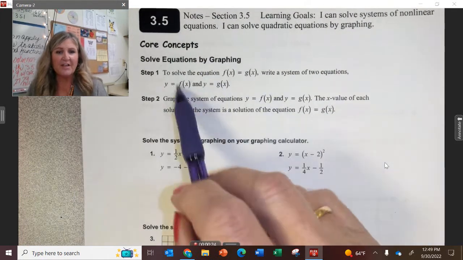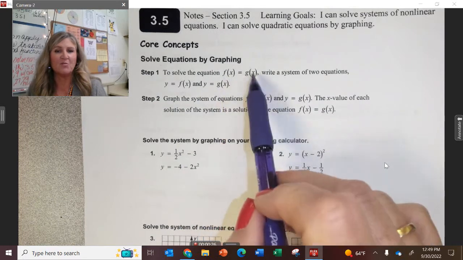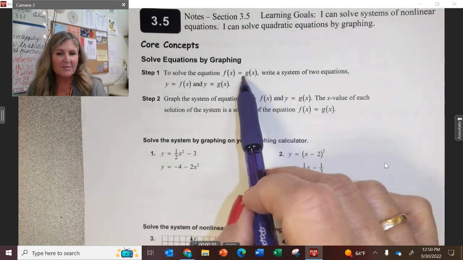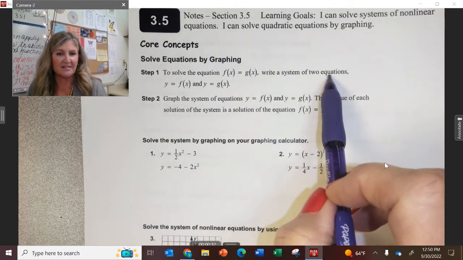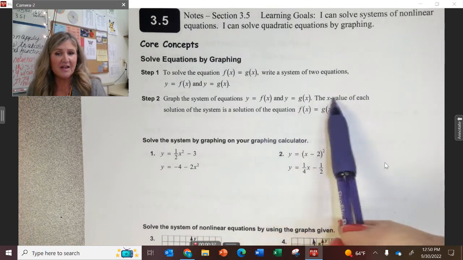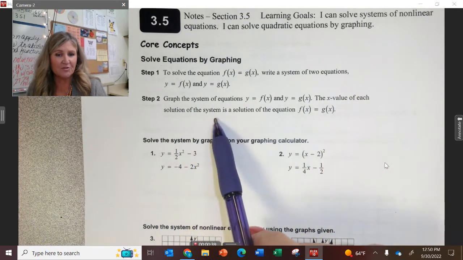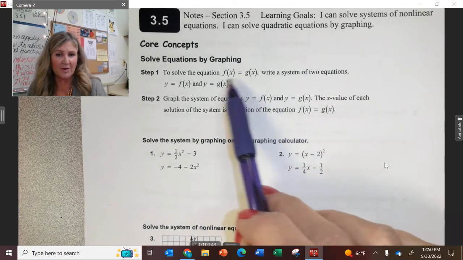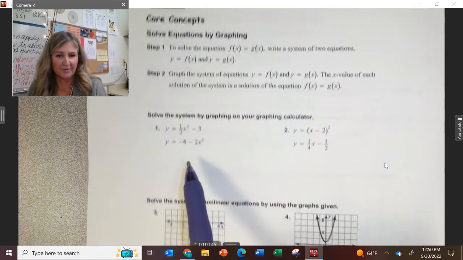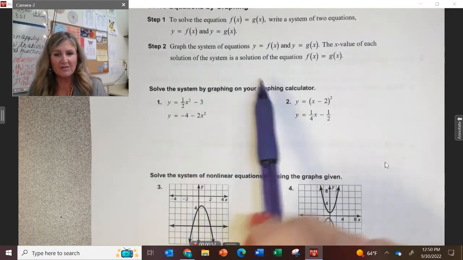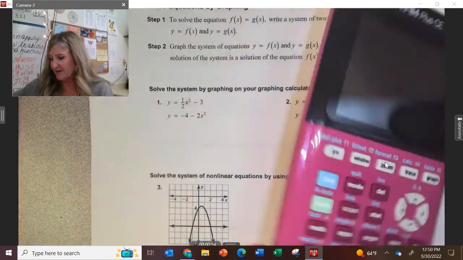If we want to solve equations by graphing, we have to see where the two functions are equal to each other. So to make this happen, we can write a system, or we could graph the systems, and then the x value of each solution of the system is a solution of the equation when we set those two equal to each other. So if we want to solve this one, we could solve it by just setting these two equal, but we can also solve it on the graphing calculator.